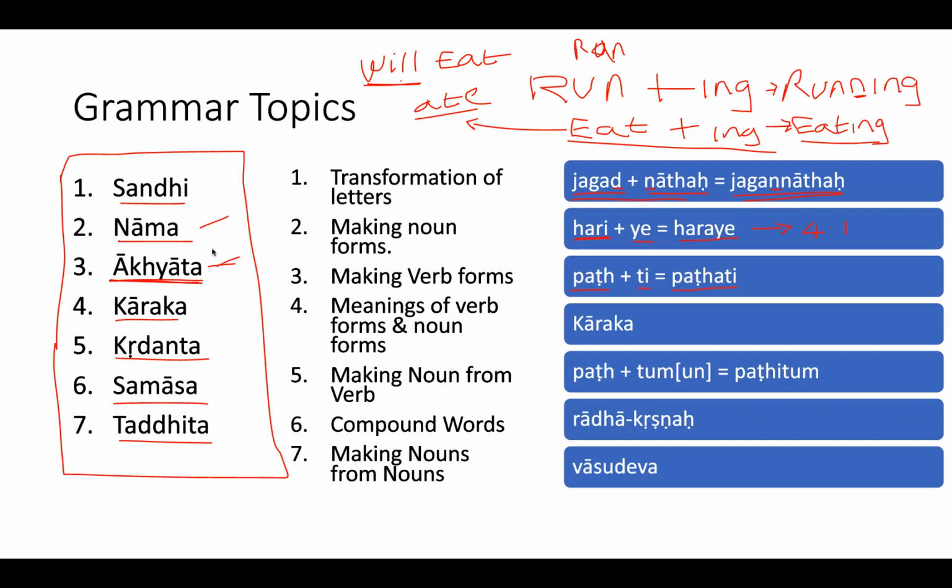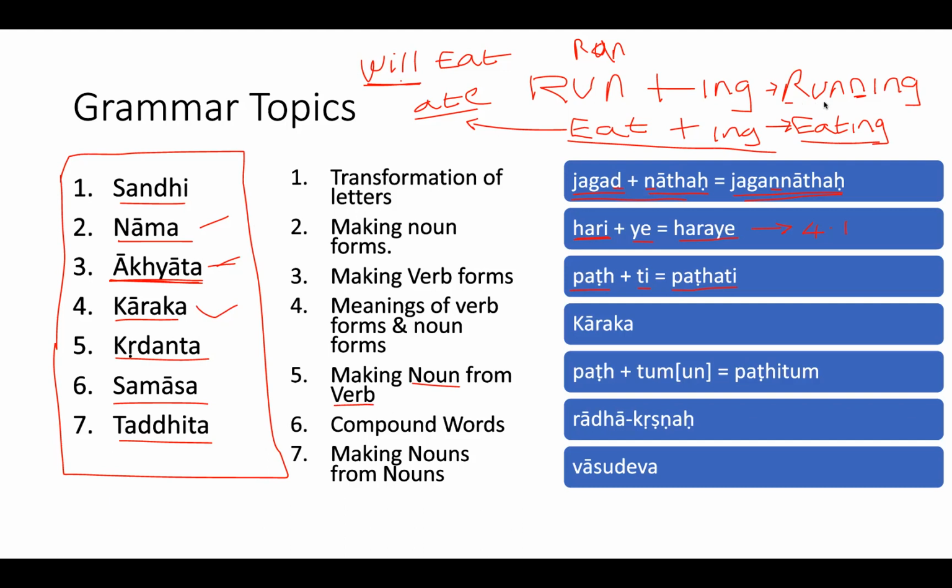And you have Karaka. Karaka actually teaches the different meanings of the forms that we have learned in Nama and Akhyāta. What does past tense mean? Past tense means something that happened in the past. Like that, different suffixes and the meanings of different suffixes in different contexts. All these things will be taught in the Karaka. And then you have Krudanta.